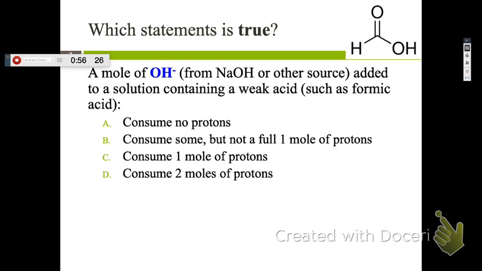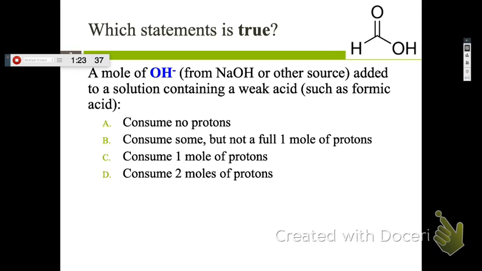So, are you saying like any base or like just strong base? Any base? Is this question different than the last one? Yes. The first one was added to a strong acid. This was added to a weak acid. Alright, go ahead and click in your thoughts. Click in your answer for now.